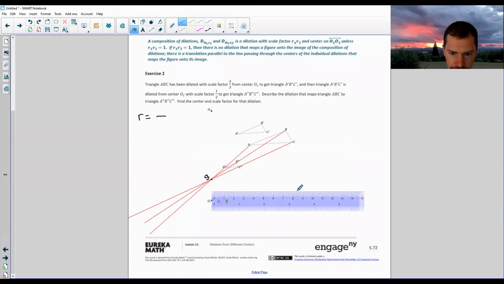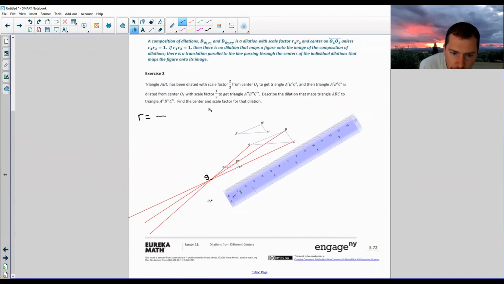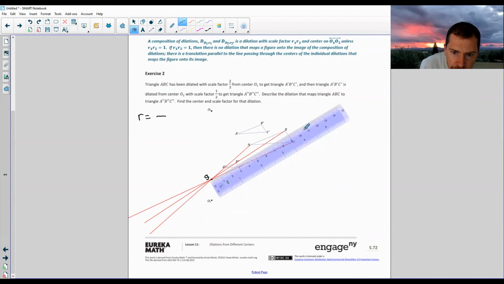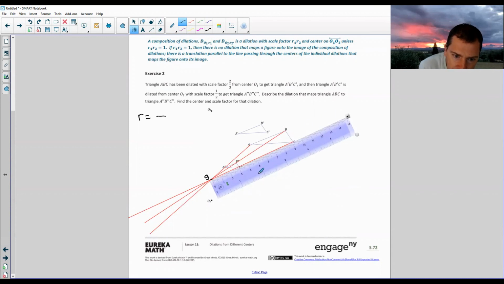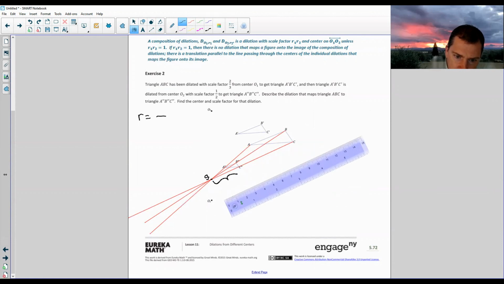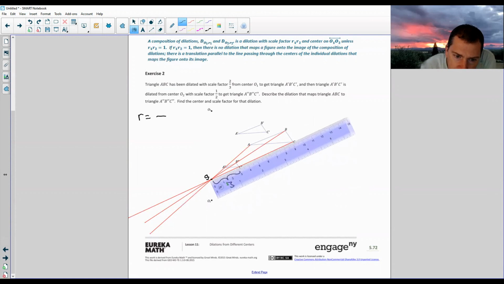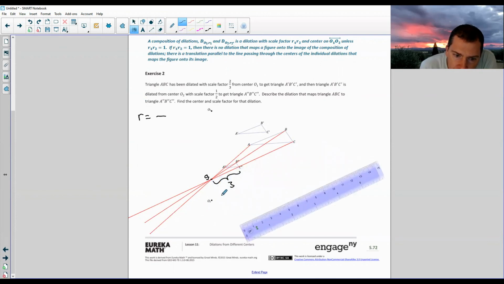Okay, and two ways we can do this. We can actually measure the ray segments. So from here to here is length 3. Okay, and put this back. From here to C is 9. So the whole thing is 9. So R is 9. To get it down to 3, you'd have to multiply by 1/3. So R is 1/3. So the center of dilation, O3, is right here.